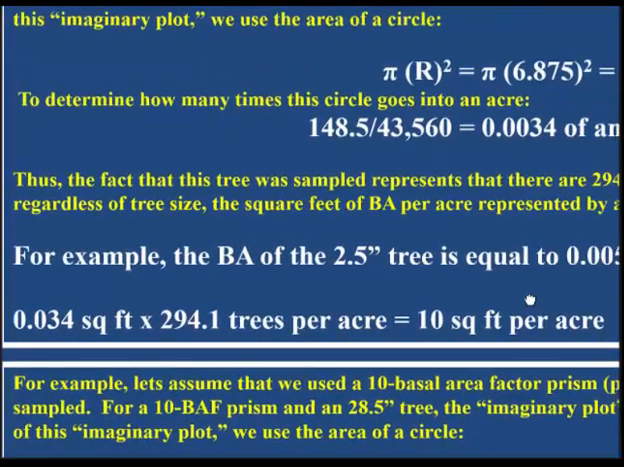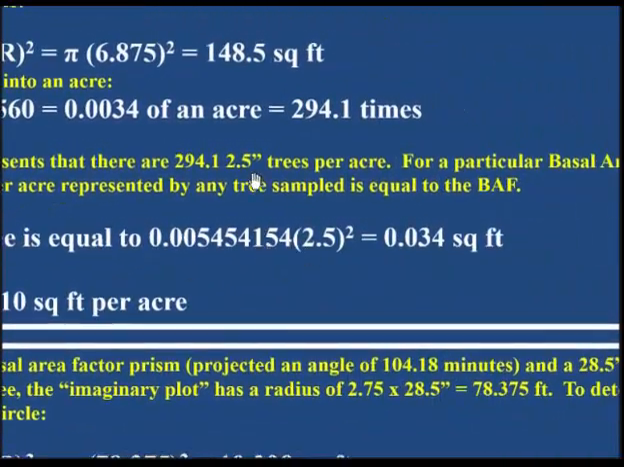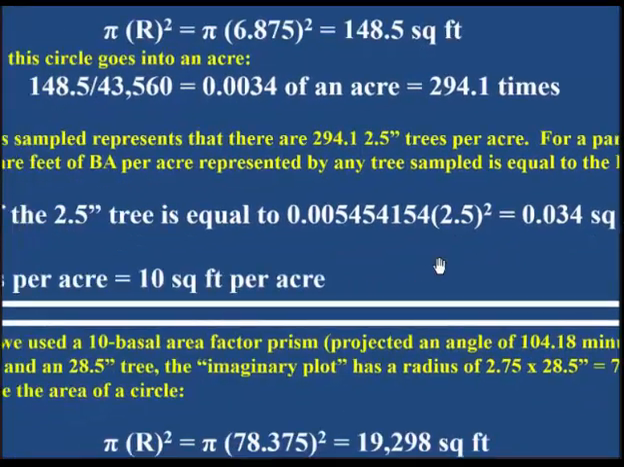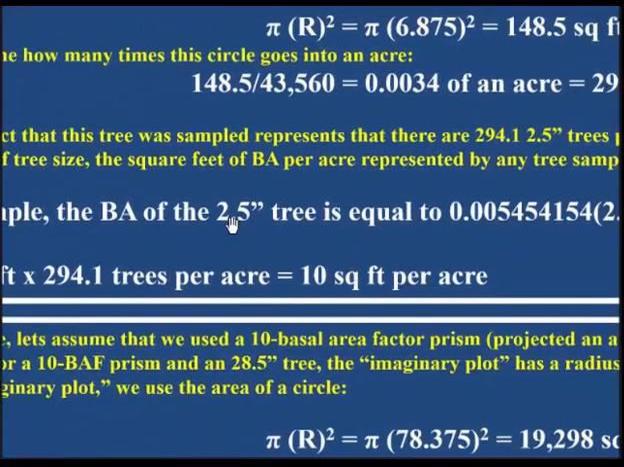For example, the basal area of the 2.5-inch tree is equal to what? Our Forester's constant, 0.005454 times the DBH in inches, 2.5 inches squared. Remember, this constant is taking us from diameter in inches to cross-sectional area in square feet. And we have 0.034 square feet, at a height of 4.5 feet, of basal area for an individual 2.5-inch tree.